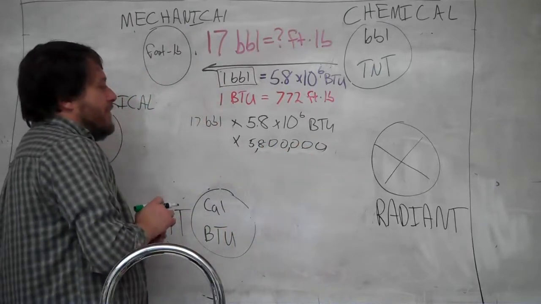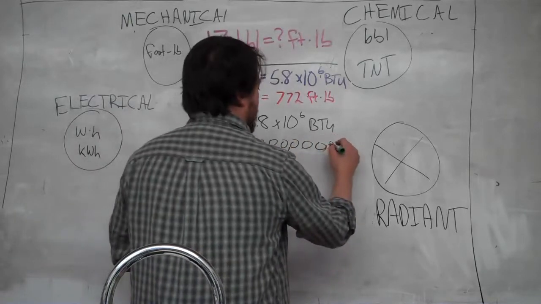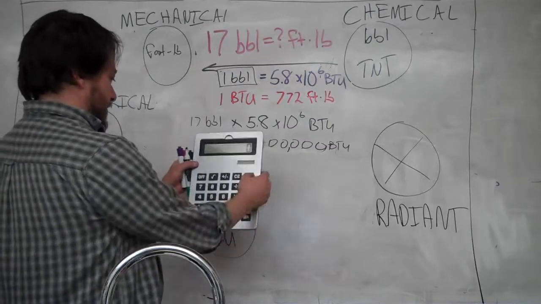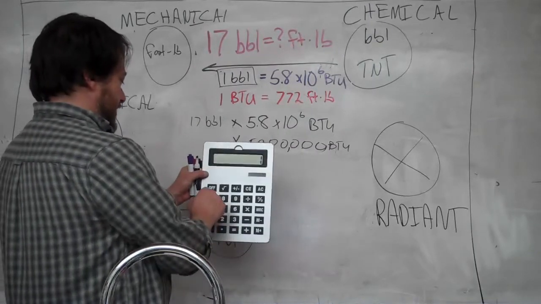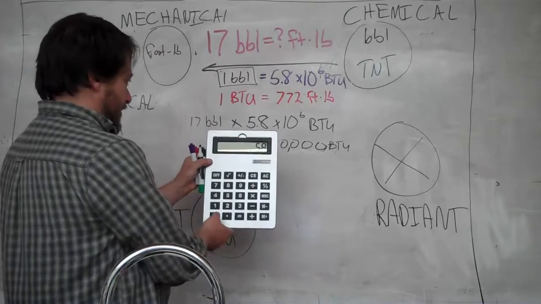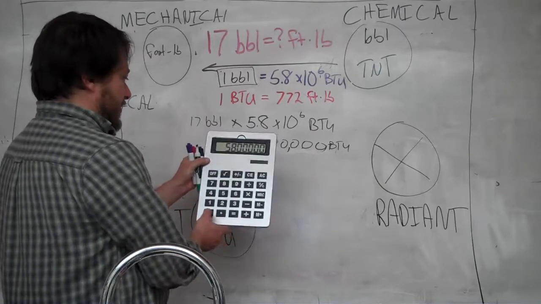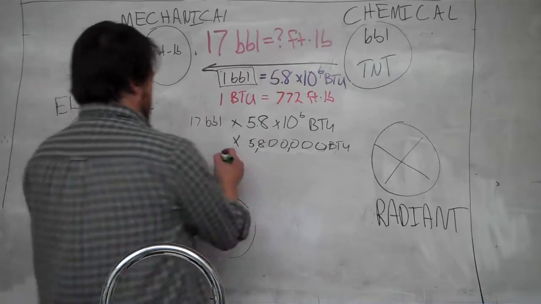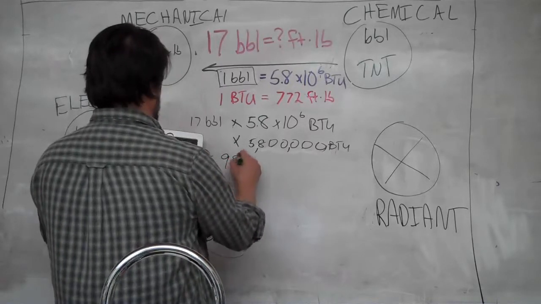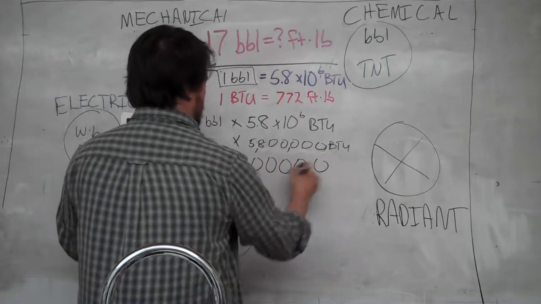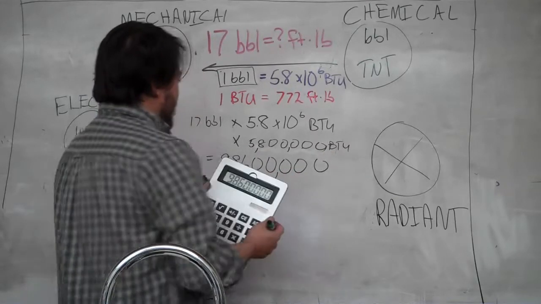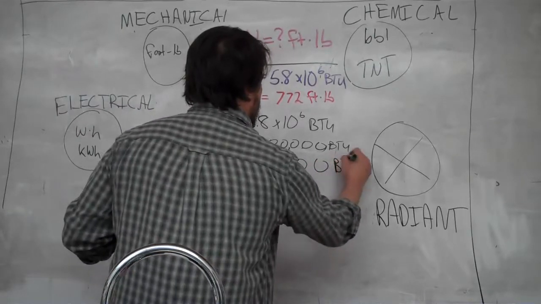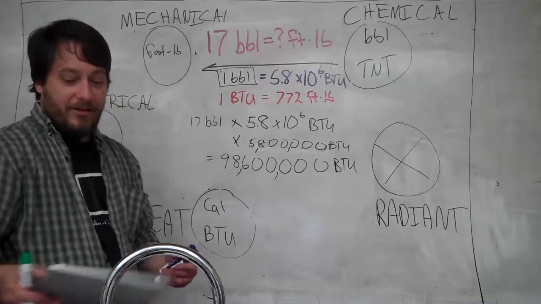That's 5,800,000 BTUs per barrel. So 17 times 5,800,000 equals 98,600,000 BTUs. So 17 barrels of oil, that stands to reason.